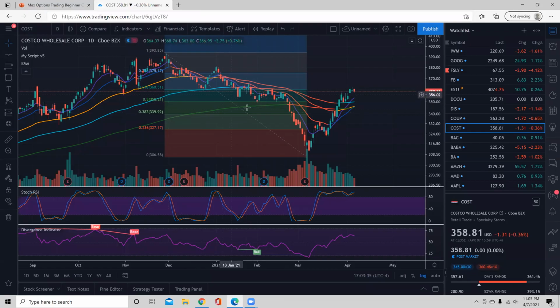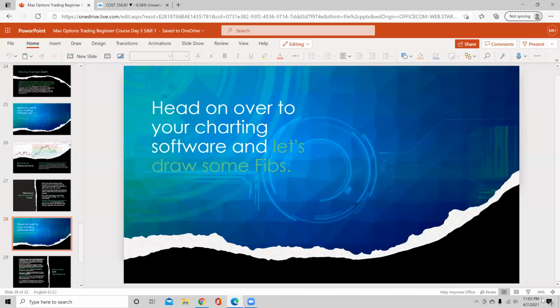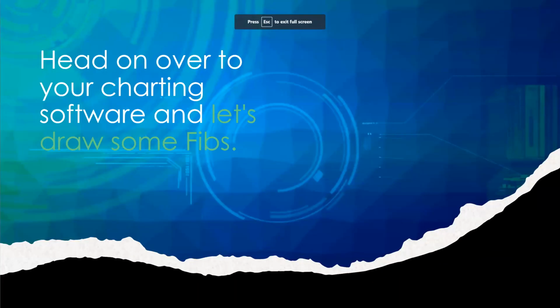When you're in that 0.5 to 0.618 range, what I like to use is the breakouts. So if it breaks out below 0.5, I would probably enter shorts. If it breaks above 0.618, I would probably enter calls, or go long. That's how I like to use it. Wait for it to consolidate in that 0.5 to 0.618 zone, and then you can use it from there.